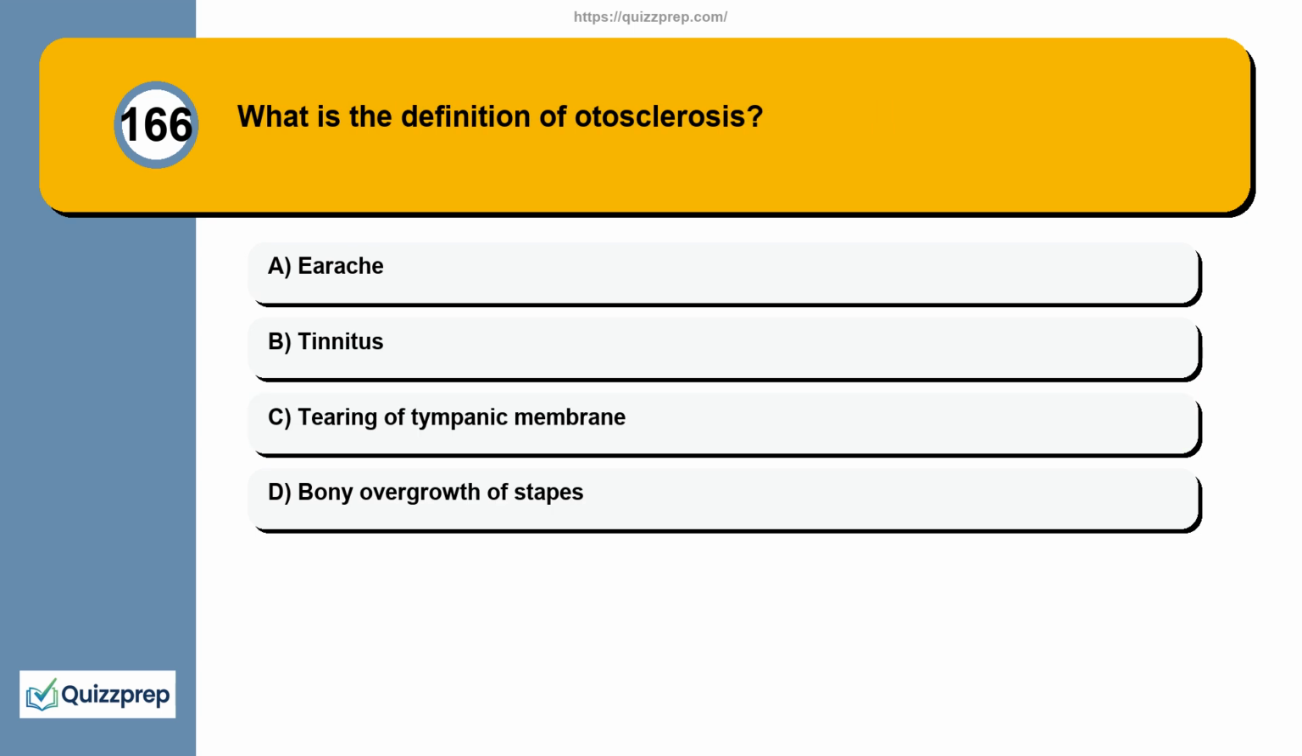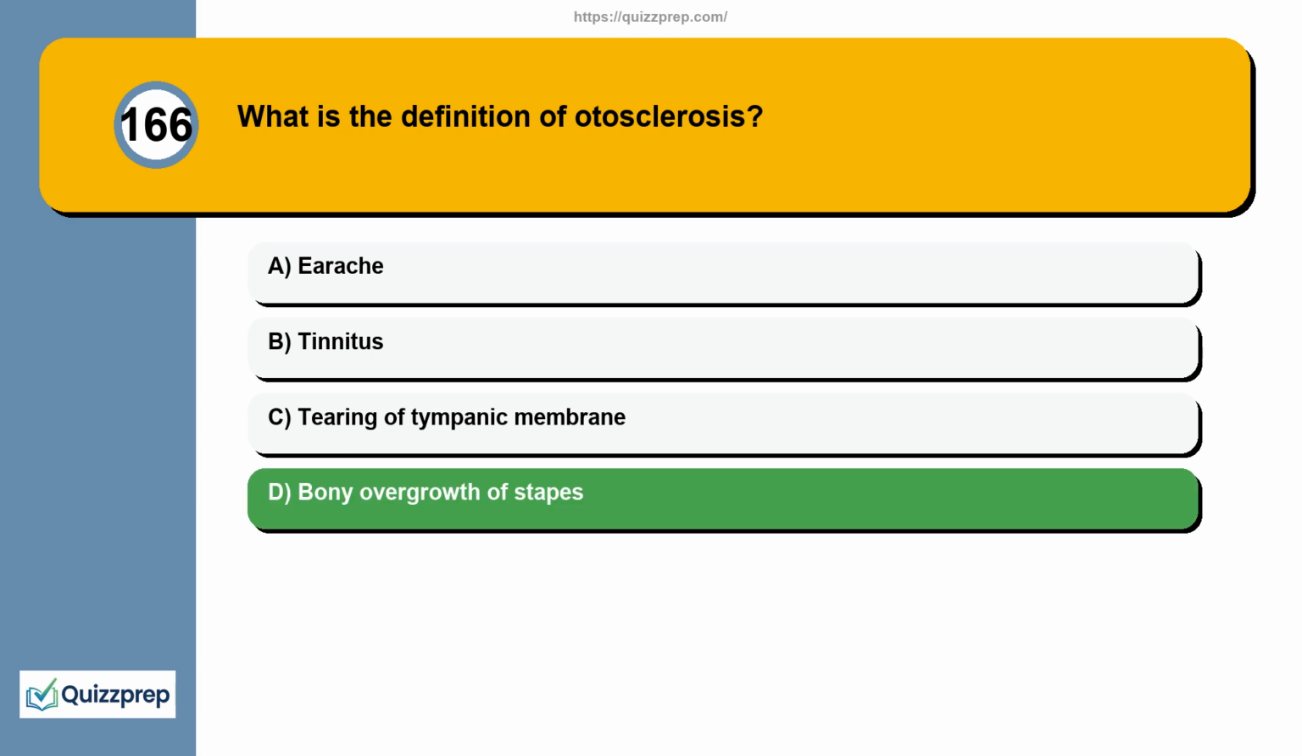Question 166. What is the definition of otosclerosis? Option A, earache. Option B, tinnitus. Option C, tearing of tympanic membrane. Option D, bony overgrowth of stapes. The correct answer is option D, bony overgrowth of stapes.